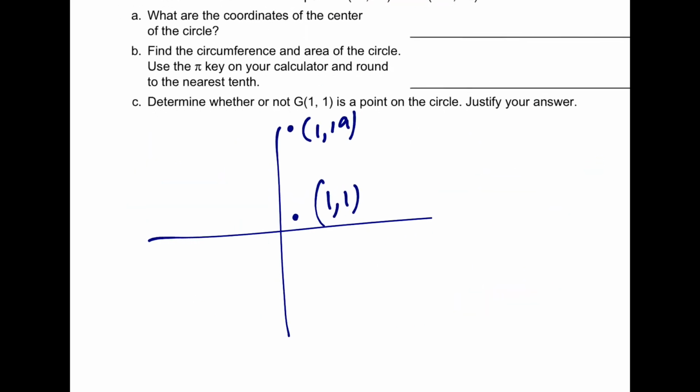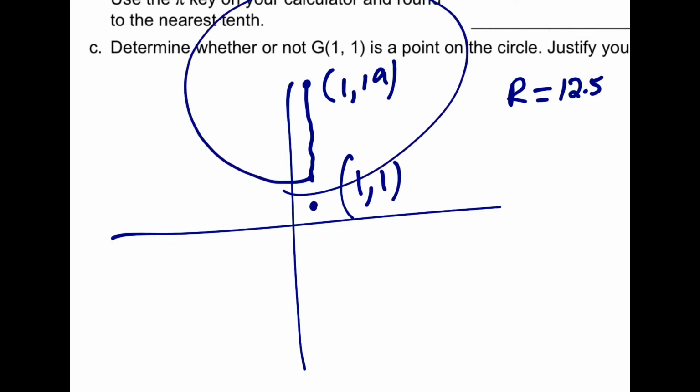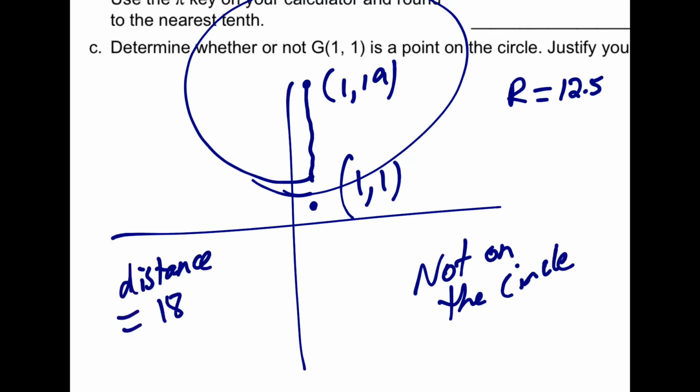For part C, I know that 119 is the center of my circle, and my diameter is about 25, so my radius is going to be half of that, and radius is going to be somewhere around 12 and a half. I have to go 18 units straight down to get to this point, which is not going to happen because the radius is only going to reach part of that way, so it's not on the circle. The distance is equal to 18, which is bigger than 12.5.